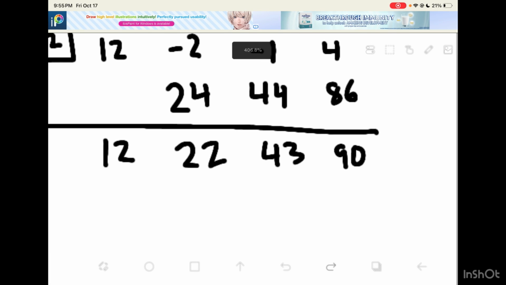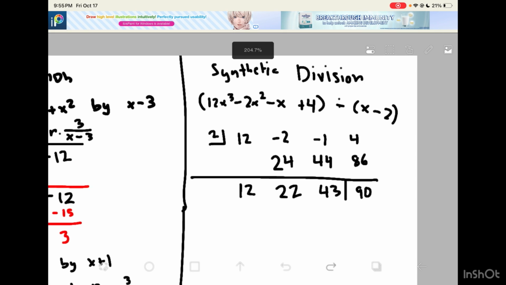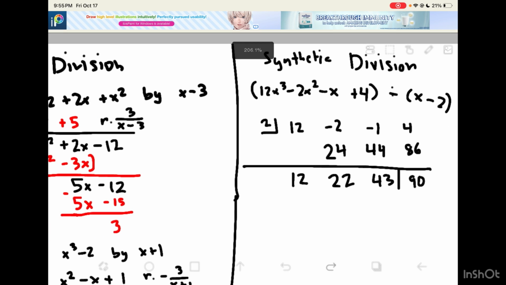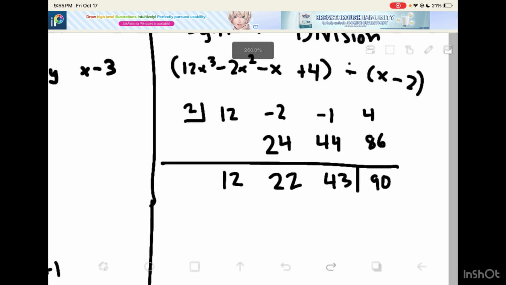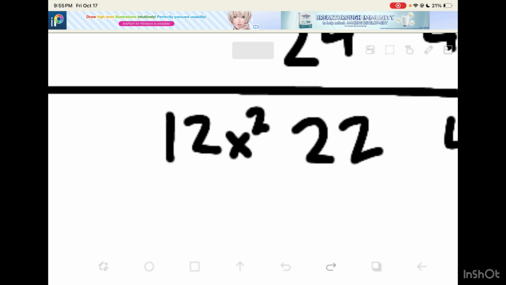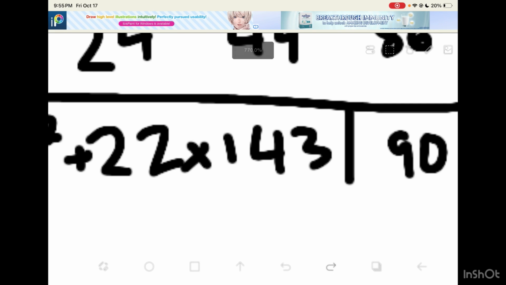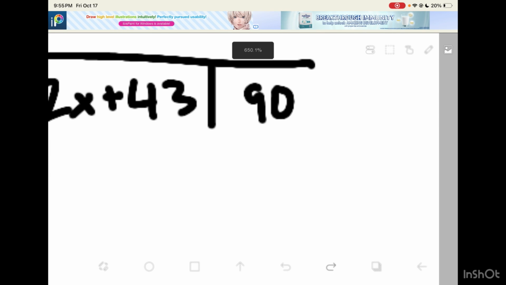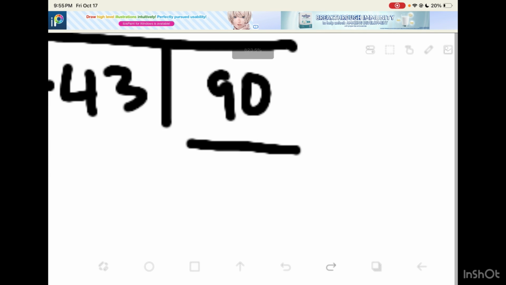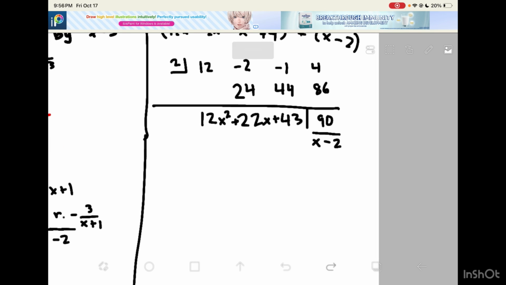So how do we format it? We have to format it like this. And then we want to take one less exponent from here. So instead of 12x cubed, it's 12x squared plus 22x plus 43. And the remainder is 90 over x minus 2, because that's our divisor. So you could see, very self-explanatory.